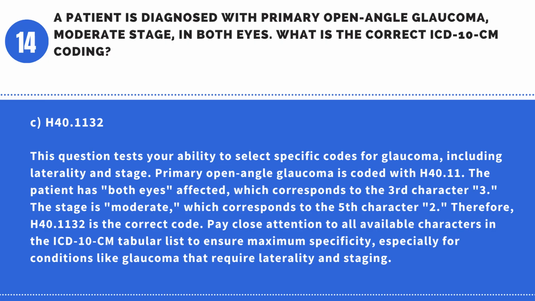H40.1132. This question tests your ability to select specific codes for glaucoma, including laterality and stage. Primary open-angle glaucoma is coded with H40.11. The patient has both eyes affected, which corresponds to the sixth character, 3. The stage is moderate, which corresponds to the seventh character, 2. Therefore, H40.1132 is the correct code. Pay close attention to all available characters in the ICD-10-CM tabular list to ensure maximum specificity, especially for conditions like glaucoma that require laterality and staging.